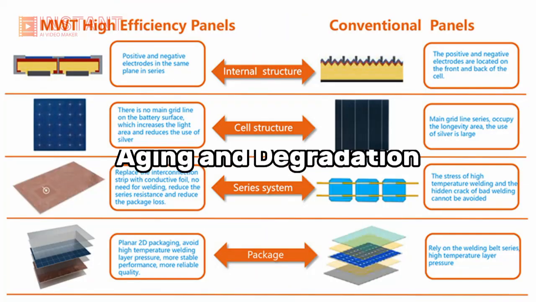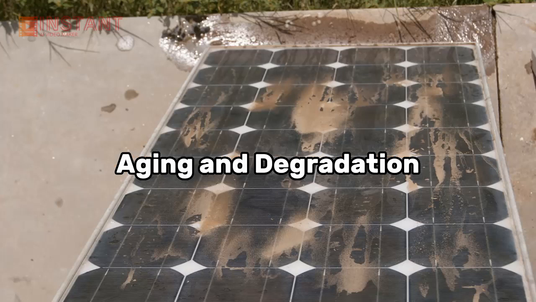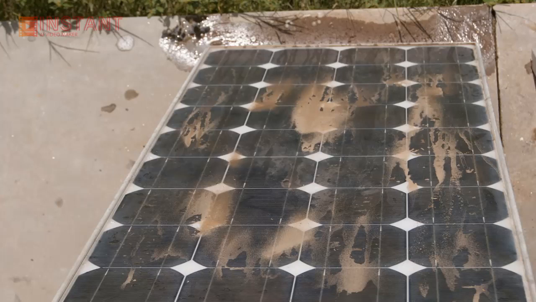Number 9. Aging and degradation. Over time, solar panels can experience a decrease in efficiency due to aging and degradation. Exposure to sunlight, temperature variations, and environmental conditions impact their performance.